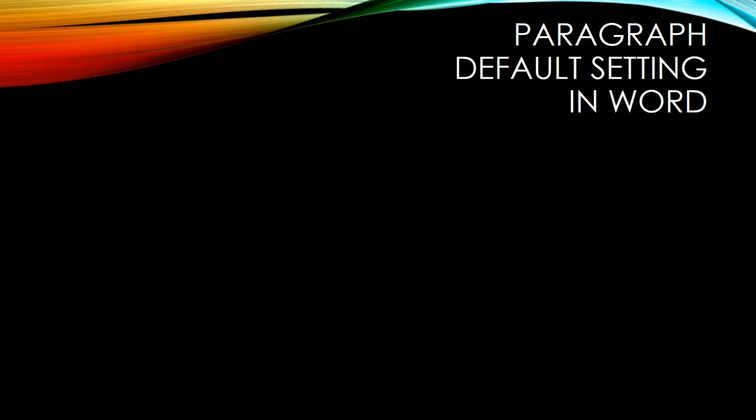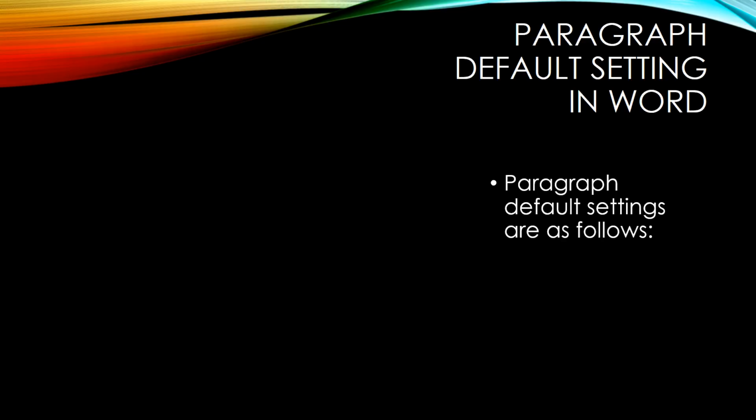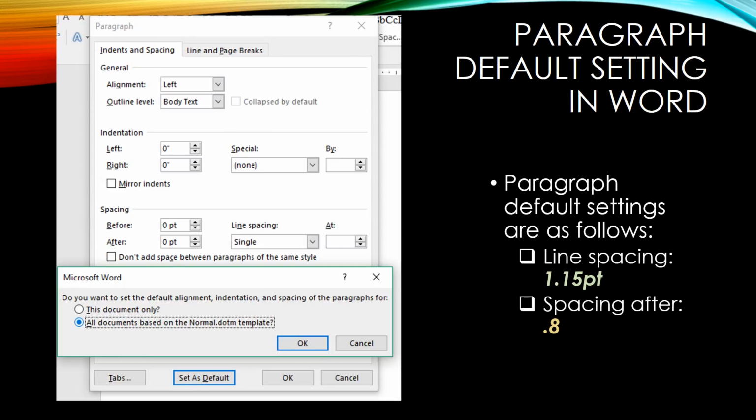The paragraph default settings in Word are as follows. Line spacing is 1.15 point, and spacing after is 0.8. So you need to open your paragraph dialog box, and in the section called spacing, make sure the before and after are 0, and then your line spacing is single.